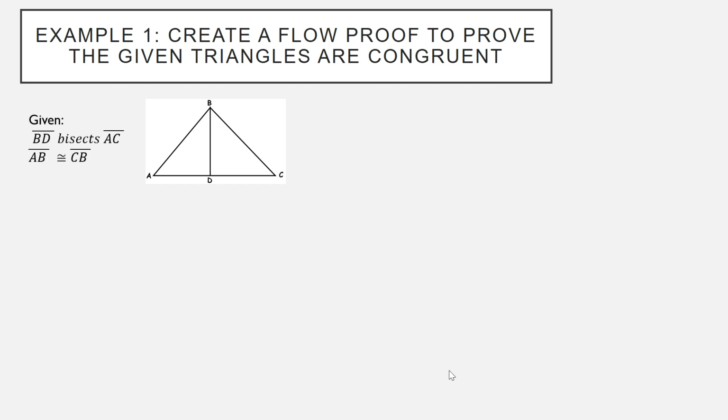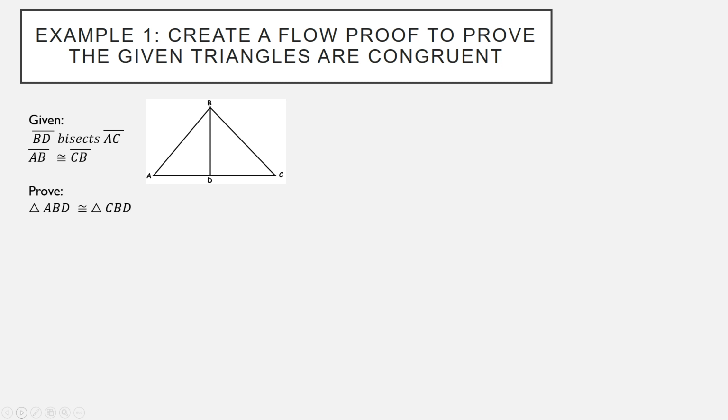So let's take a look at our first example. Here are our two triangles. And let's see what we're given. We're told that BD bisects AC. We're also told that AB is congruent to CB. And we're going to prove that triangle ABD is congruent to triangle CBD.